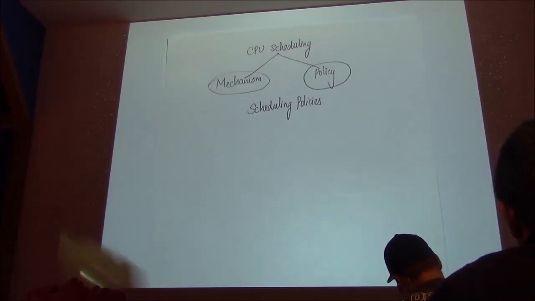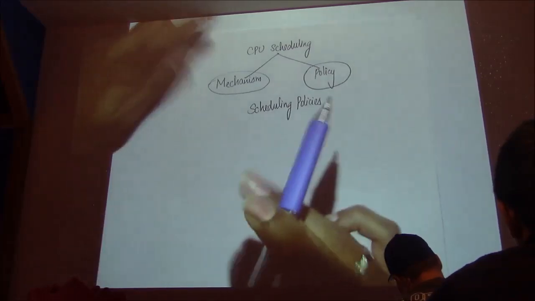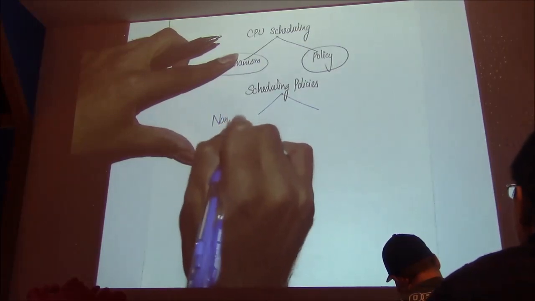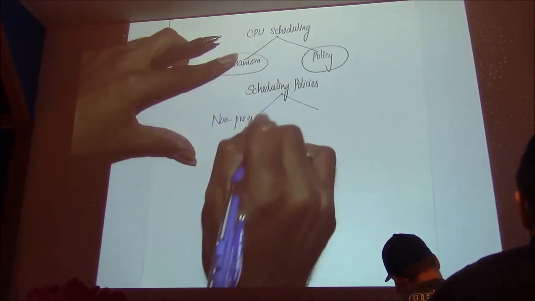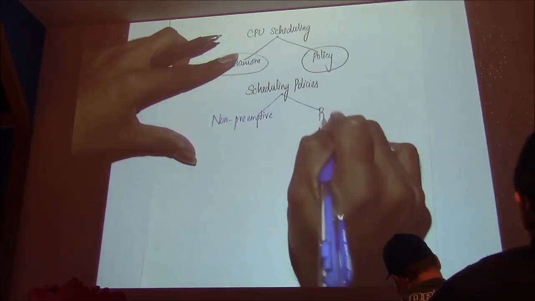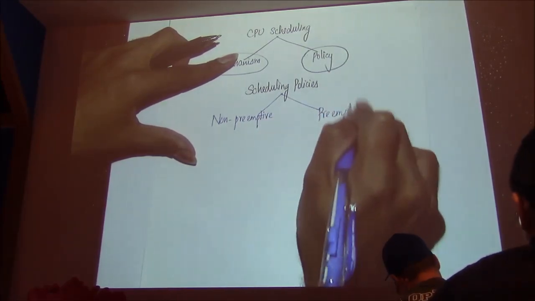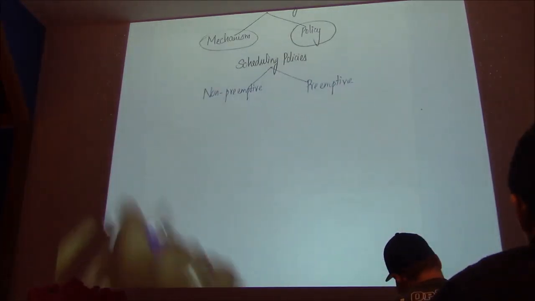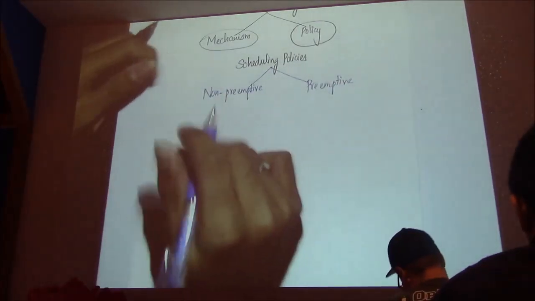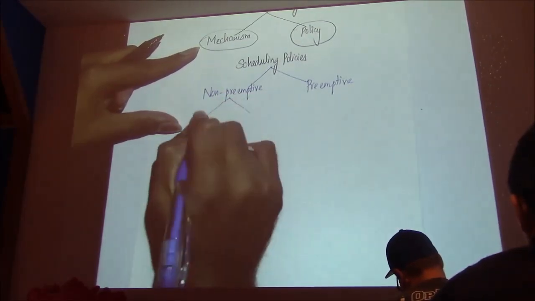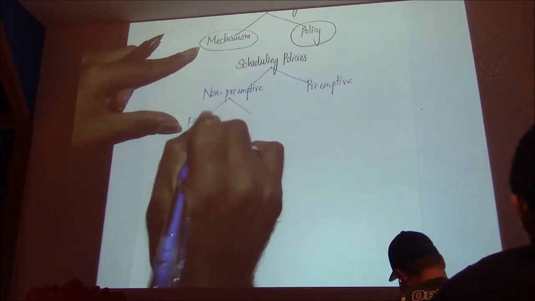In the scheduling policies, we have two types. The first type is called non-preemptive, and the second type is called preemptive. Within non-preemptive there are a lot, but we are going to discuss first come first serve.